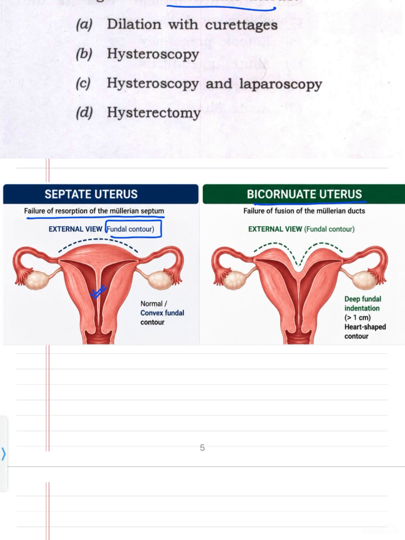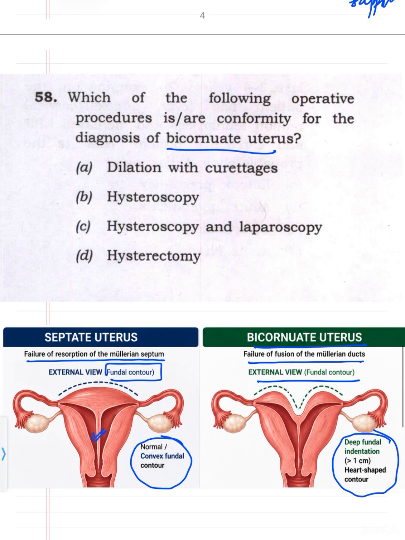While in the case of bicornuate uterus, there is failure of fusion of the two Mullerian ducts. So there are two Mullerian ducts which have to fuse together, but they did not fuse. And so there is failure of complete fusion of the Mullerian ducts, which leads to the fundal contour not being intact. So there is deep fundal indentation of more than 1 centimeter. So there is a heart-shaped contour. While in the case of the septate uterus, the fundal contour is normal and convex. So we have to differentiate. So we have to make the diagnosis of bicornuate uterus.